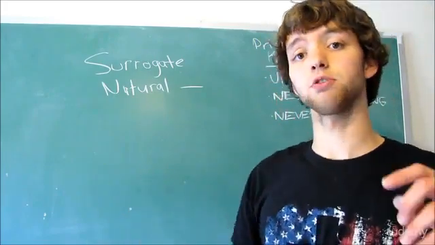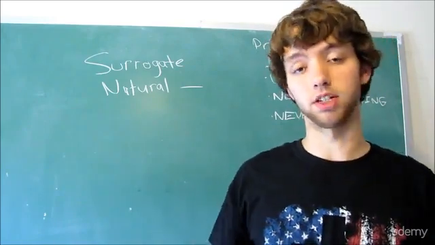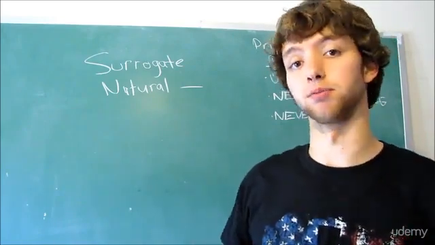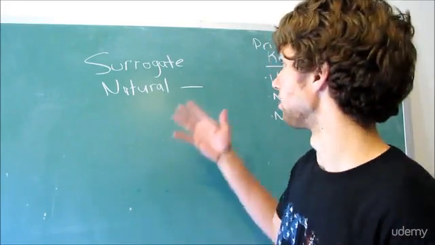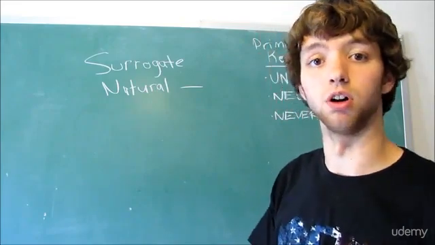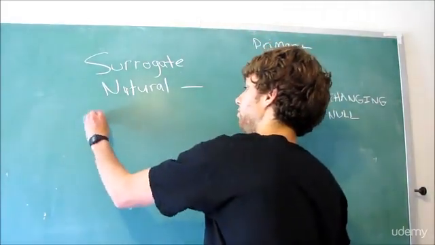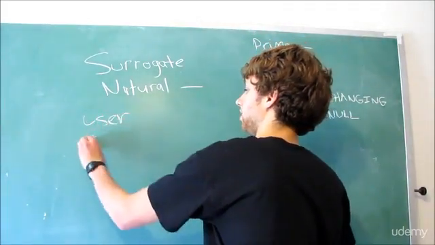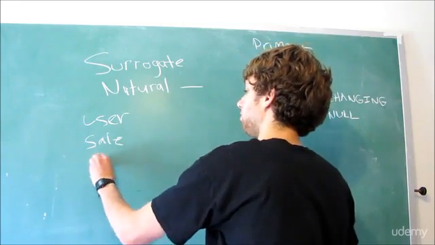Surrogate keys are a column that's just added to your database no matter what, even if you have a good natural key, because remember you want to either use all natural or all surrogate usually. So if I decide to use surrogate keys, I'm going to give an ID to every single row within every single table. So let's say we have a user table, and then we have a sale table, and then we have a comment table.